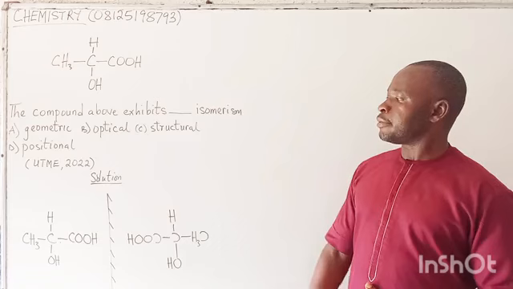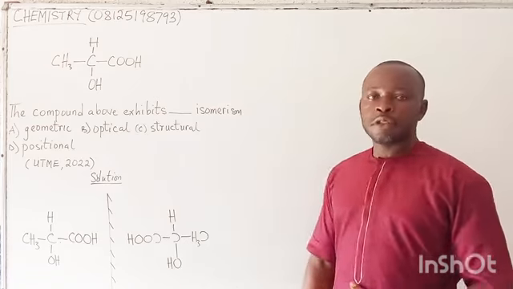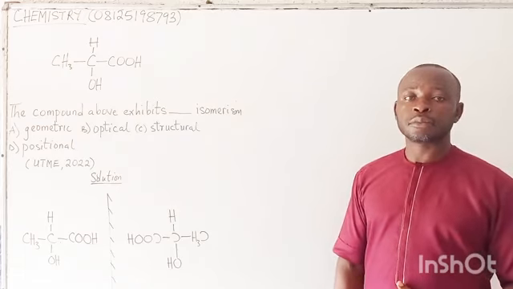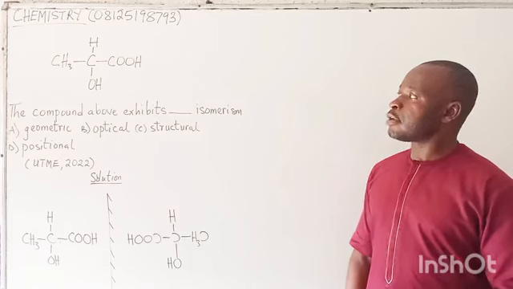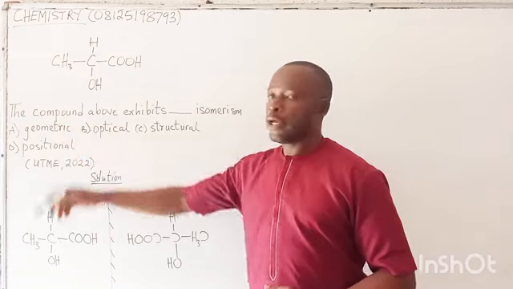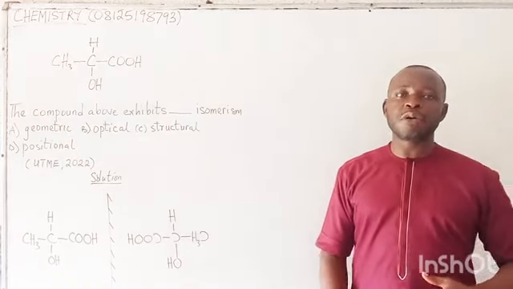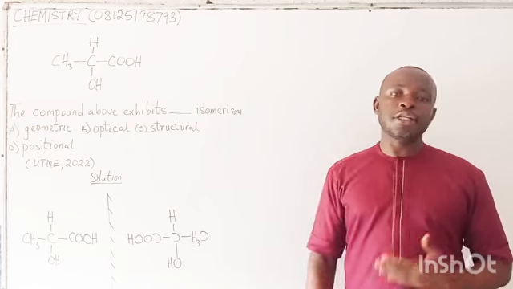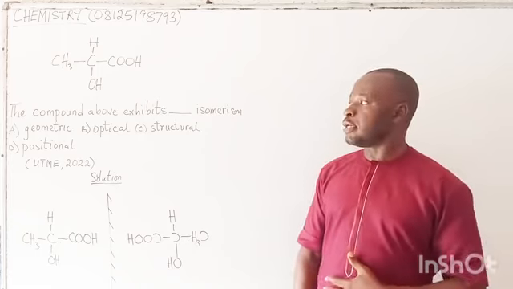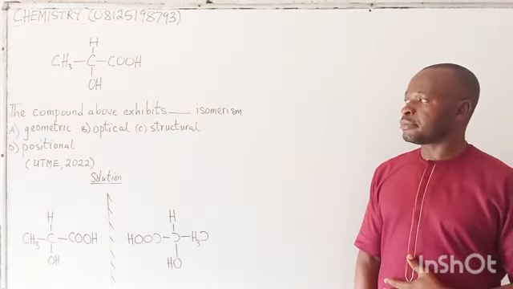Looking at this compound on the board, does it have a double bond? No. And since it does not have a double bond, we're not going to consider option A, because if it were to have a double bond, that's when we'll now consider cis and trans isomerism, and that would be examples of geometric isomerism.